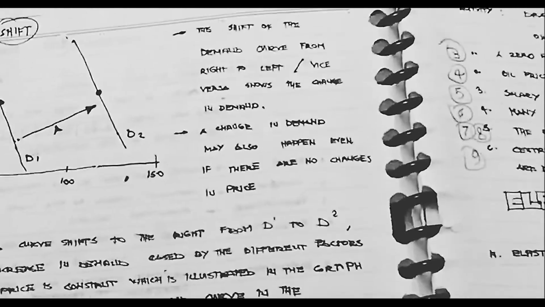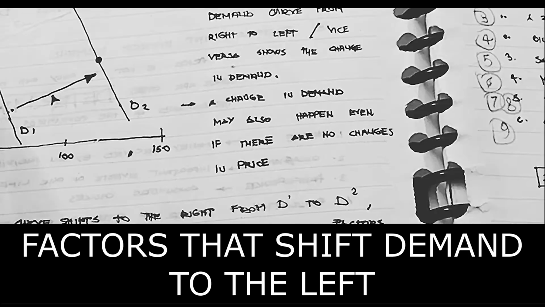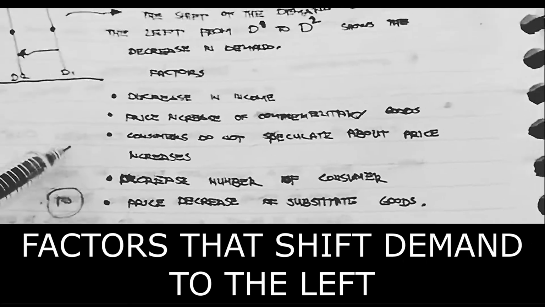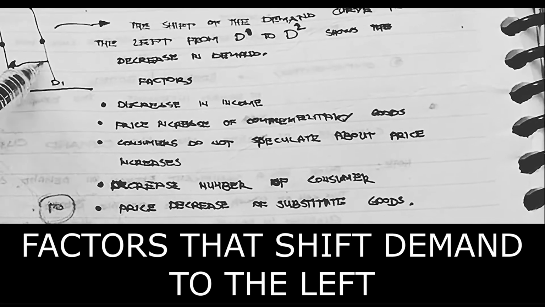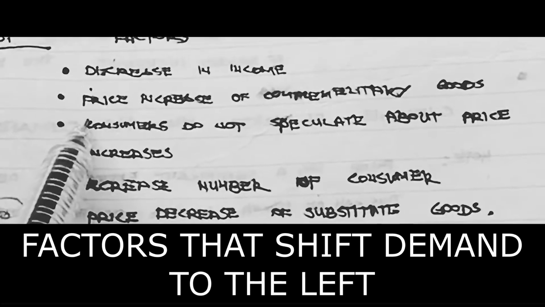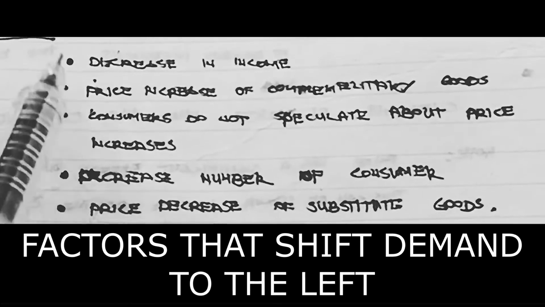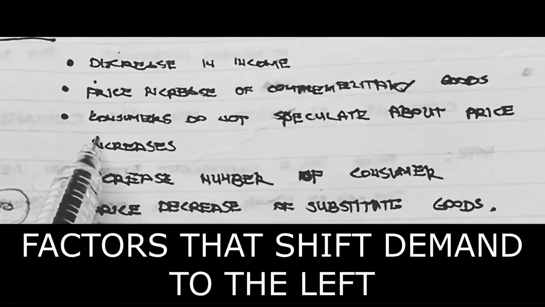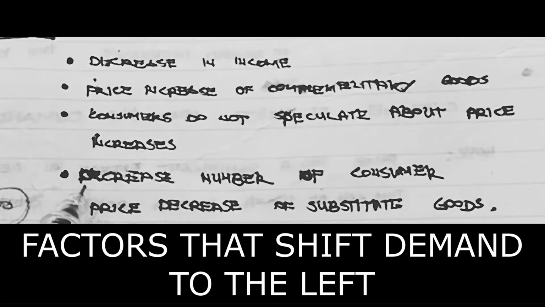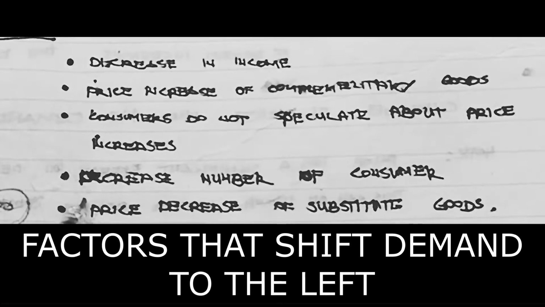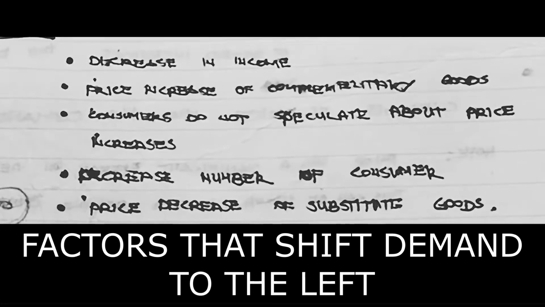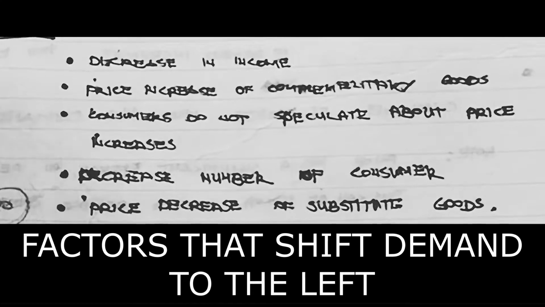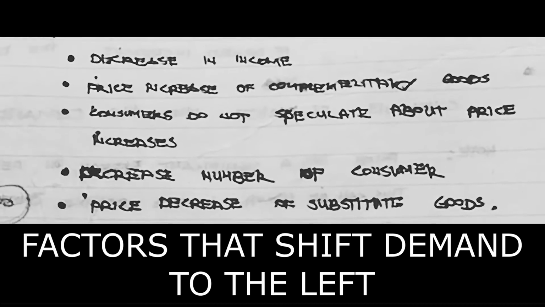So first is what they call from left going to the right. So now it's from right to left: decrease in income, price increase of complementary goods, then consumers do not speculate about prices or price increase, decreased number of consumers, then price decrease of a substitute good.